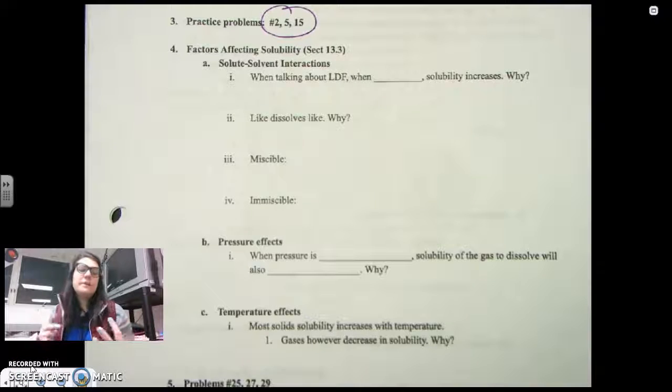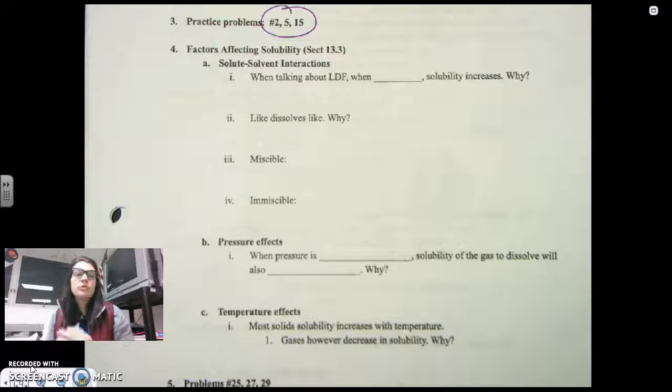Okay, so this video is going to talk about factors that affect solubility. You have to remember that when we're talking about solubility, we have to talk about the solute and solvent interactions. If they have good interactions, solubility will be high. If they have bad interactions, solubility will be low.